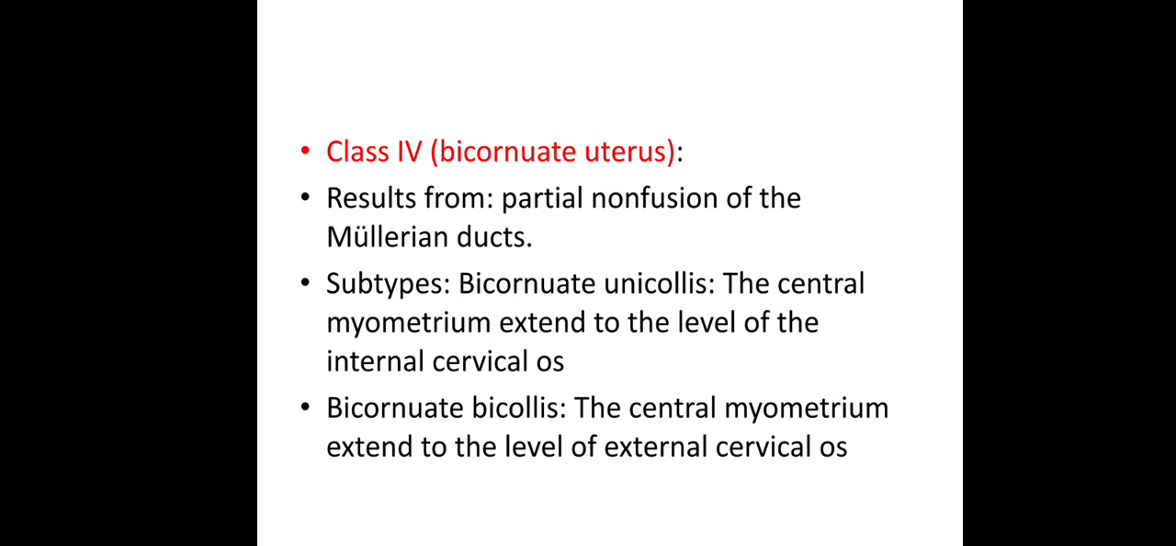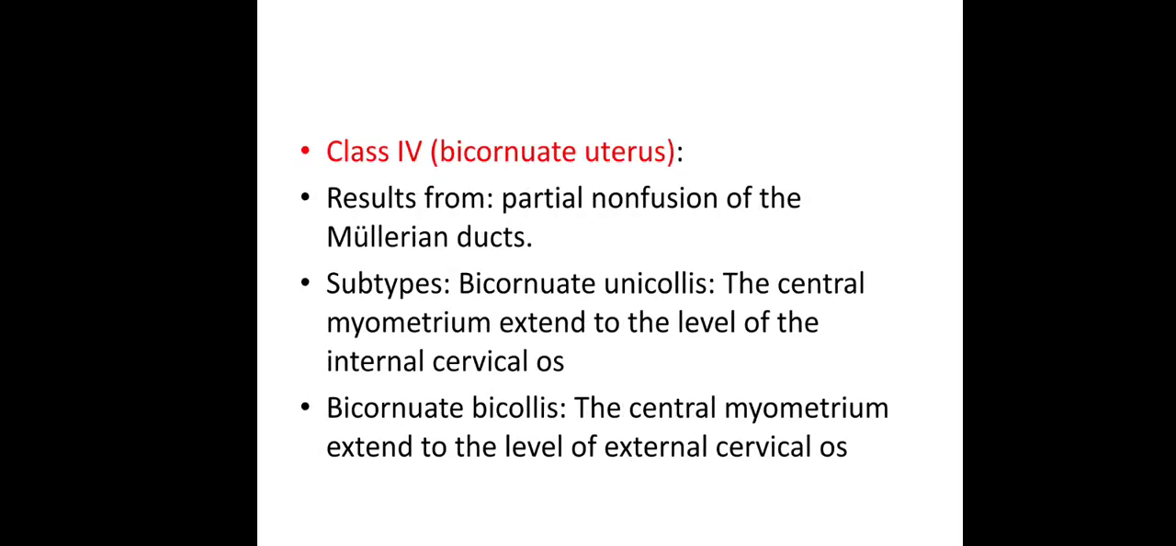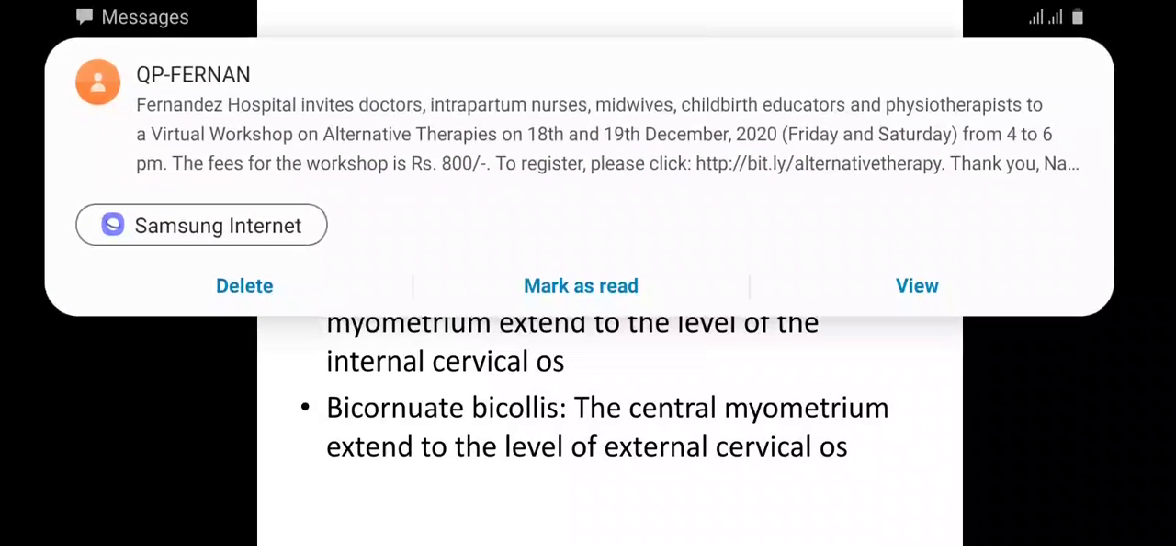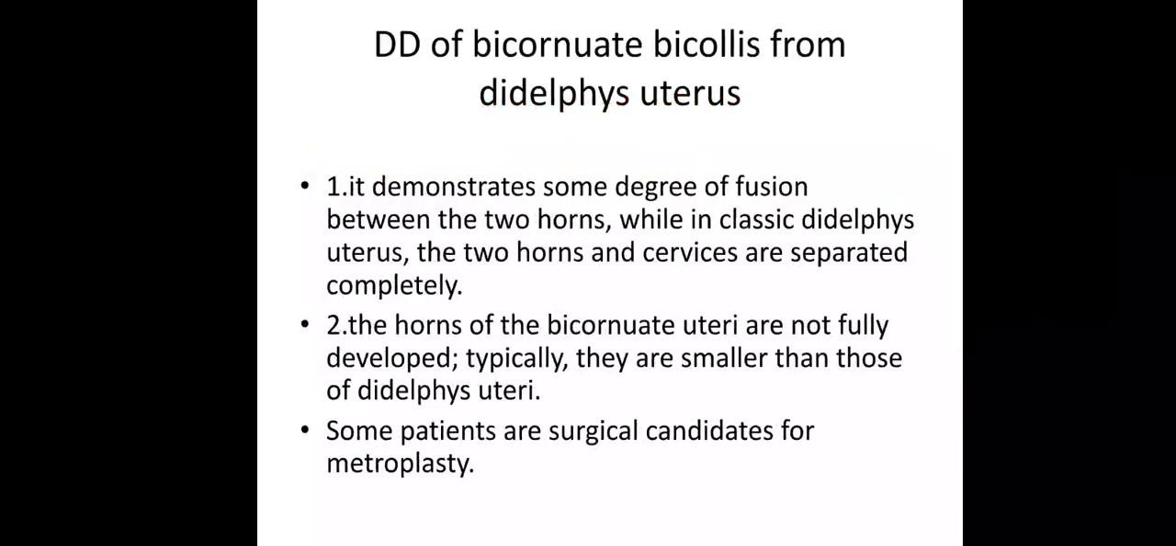Bicornate unicollis means you just need to know this. I don't think you need to know in detail how to differentiate between all these. Bicornate unicollis means you have one cervix. Unicollis, one cervix. Bicollis means 2 cervices. So the septum has been formed. It is fused, but the central myometrium extends to the level of the external cervical os. So the differentiation, you really don't need to know this.